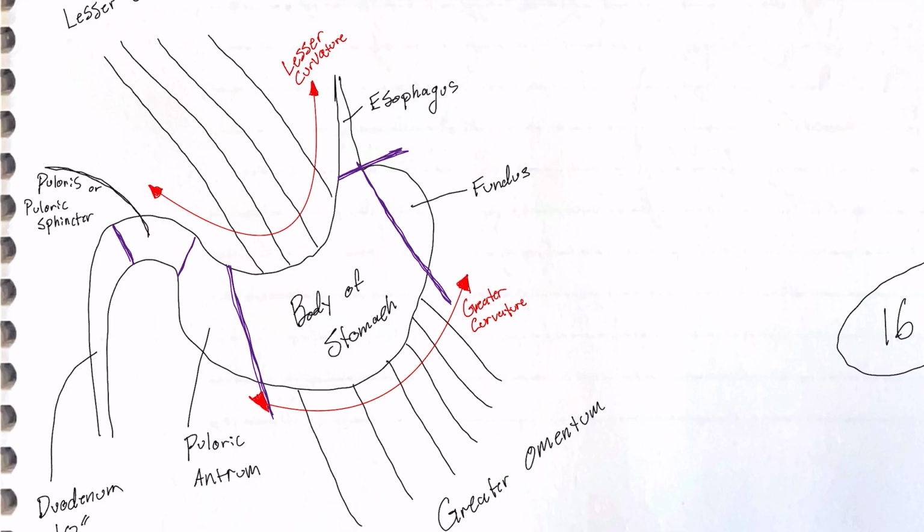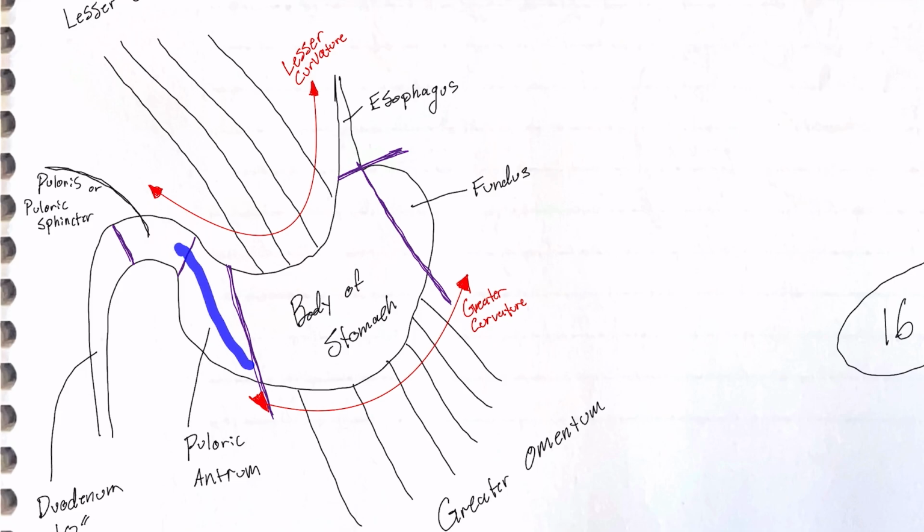As for the stomach, though, you have the esophagus coming in, and then it's split up into fourths. So 1/4 is going to be your fundus, and then 1/2, or 2/4, is going to be the body of your stomach, and then that last quarter is going to be your pyloric antrum.